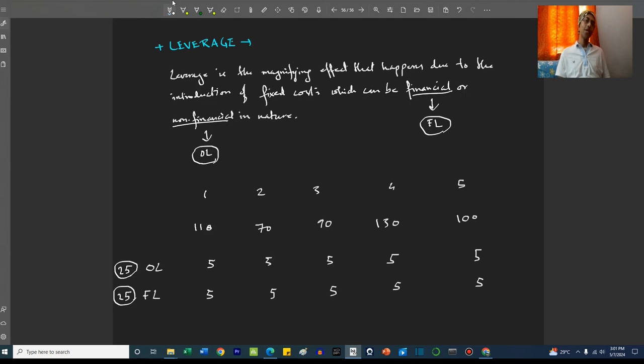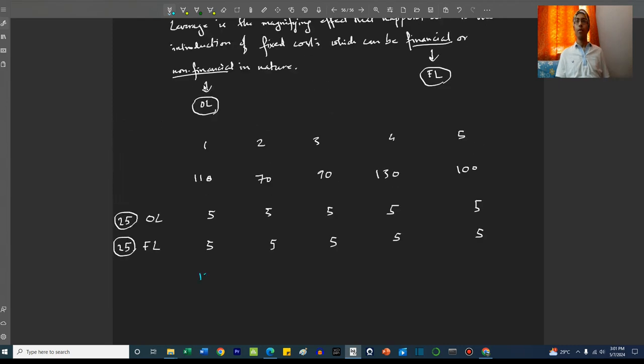Now let's say the introduction of this plant results in an increase of revenue by 15 crores each year. So the new set of revenues becomes 125, 85, 105, 145 and 115. So this is an increment of 15 crores each year that we are assuming, right?